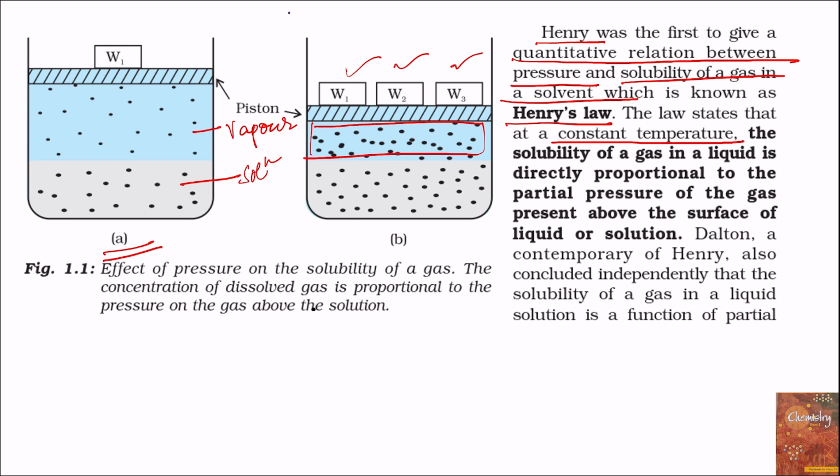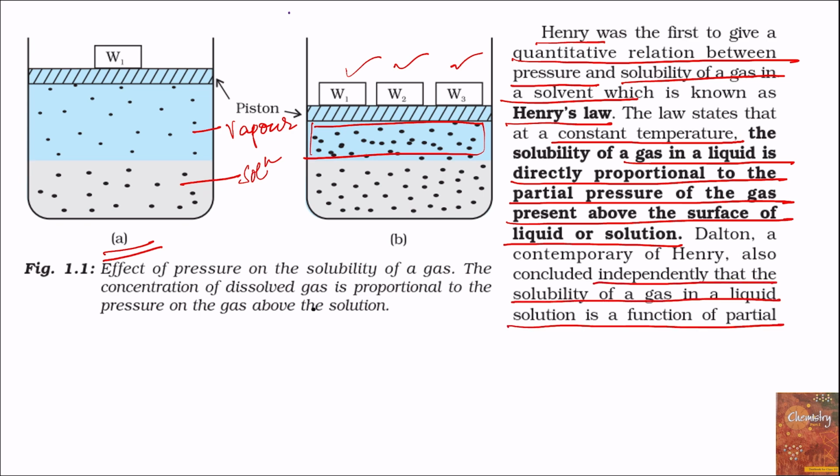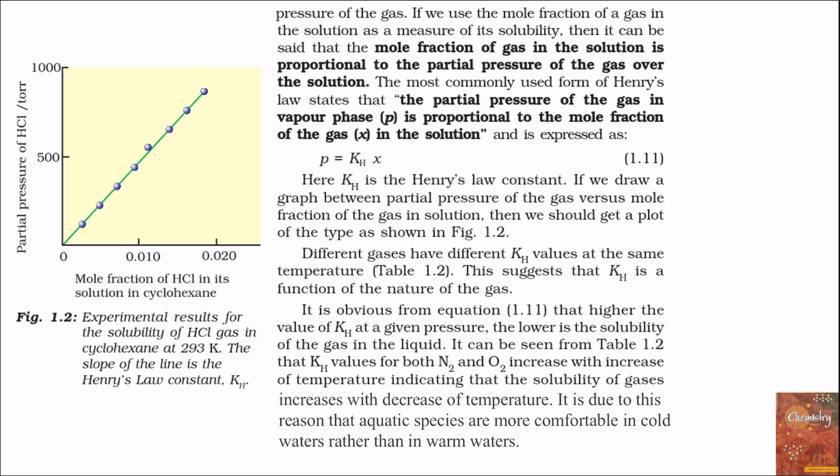So at constant temperature, the solubility of a gas in a liquid is directly proportional to the partial pressure of the gas present above the surface of the liquid or solution. So solubility is directly proportional to the partial pressure of the gas, which is present above the surface of the liquid. Dalton also concluded independently that the solubility of a gas in a liquid solution is a function of partial pressure of the gas.